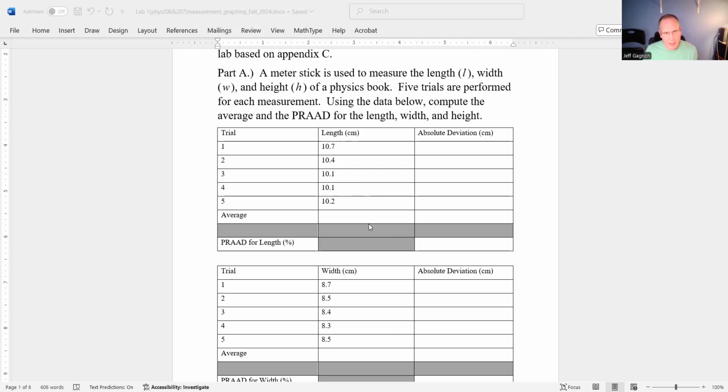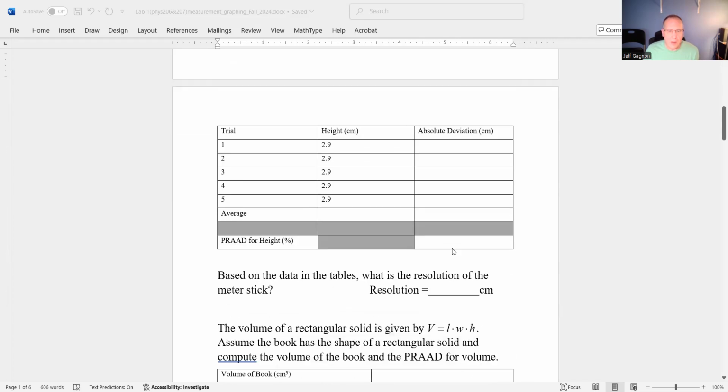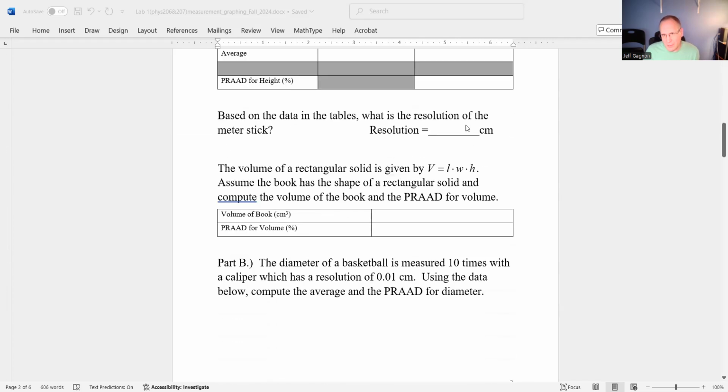Okay, so the first part again is find the averages and find the PRADs for length, width, and height. Oh, in fact, I kind of gave you this answer, right? So make sure you understand that the resolution of the meter stick should be 0.1 centimeters.